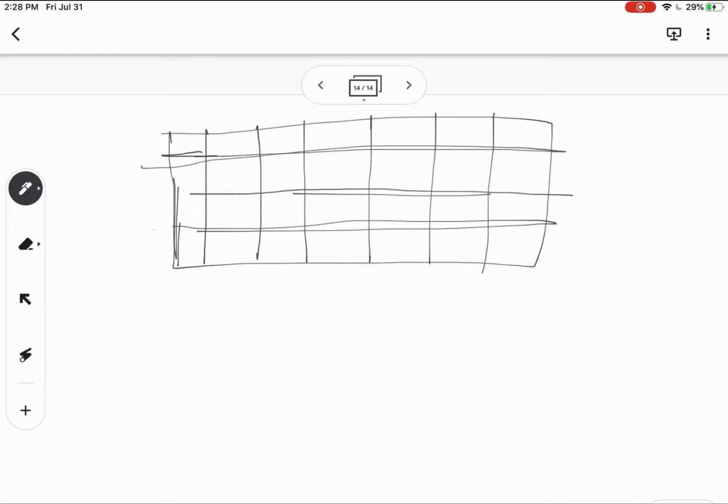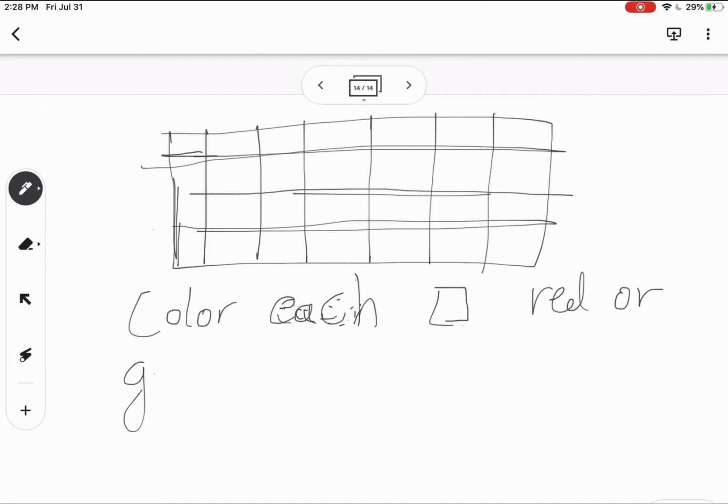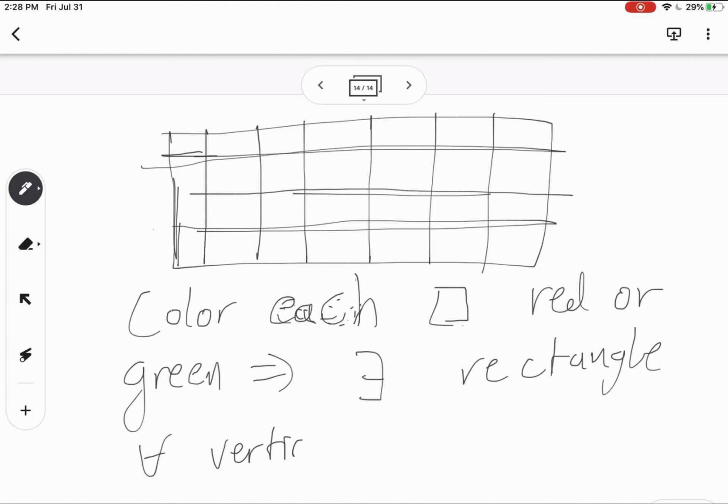prove that if you color each square red or green, then there exists a rectangle, same rectangle, all vertices same color.